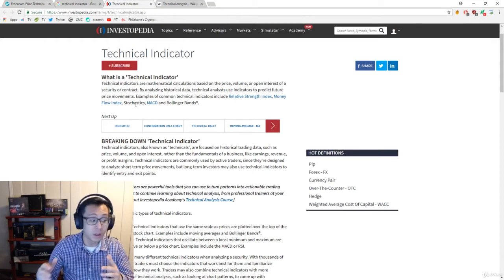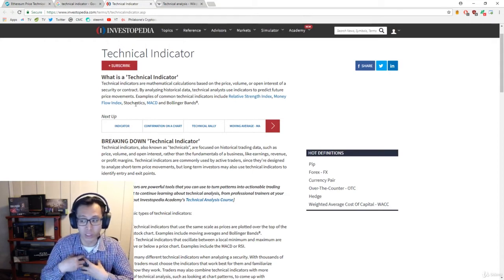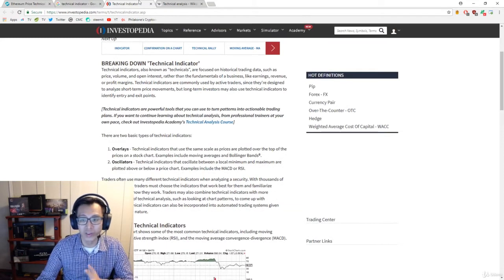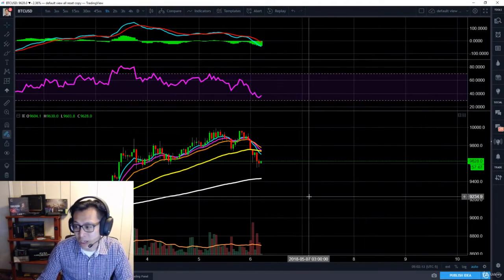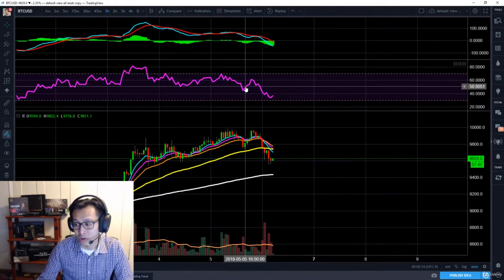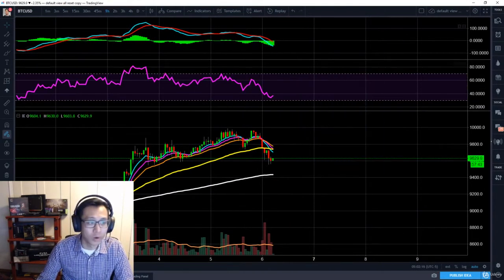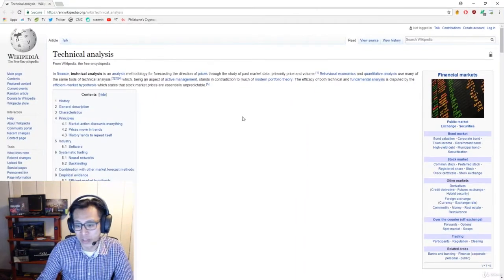Stochastics, which we're not going to go over because it's not what I personally use. MACD is something I absolutely use all the time. That's moving average convergence divergence. Bollinger Bands, I personally don't use myself. So we see these technical indicators. For example, one very common technical indicator that we use is relative strength index. And we're going to go over so many different kinds of technical indicators.